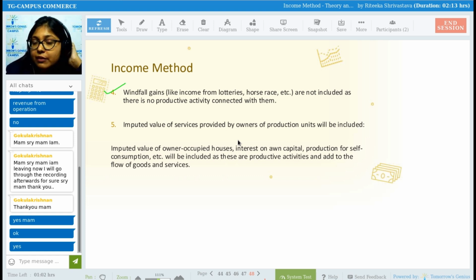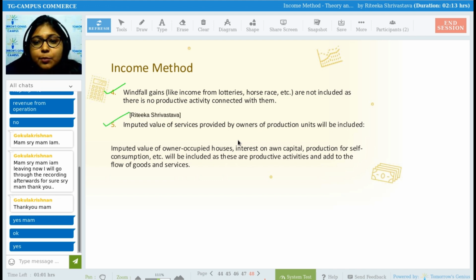Then windfall gains. Windfall gains are also not included while computing national income. What are windfall gains? Windfall gains means the income which we have received from gambling, lotteries, horse race, by doing all of these illegal activities. So any income which has been received by doing illegal activities will again not be included while computing national income.